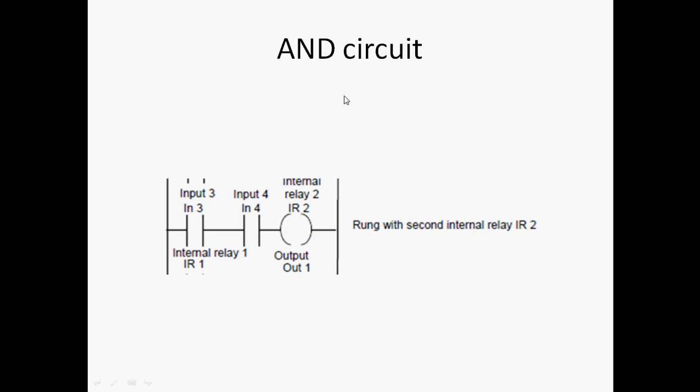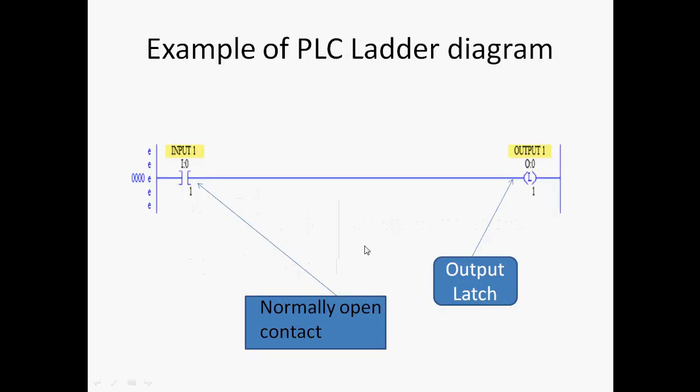We already know about AND circuits: only when two inputs are present is the output present. So for input 1 and input 2, in both cases the input should be on for the output to be on. Next, an example of a PLC ladder diagram. First, we consider this input value. If a normally open contact is there, you can place it, and then the output should be generated. That is the first case.